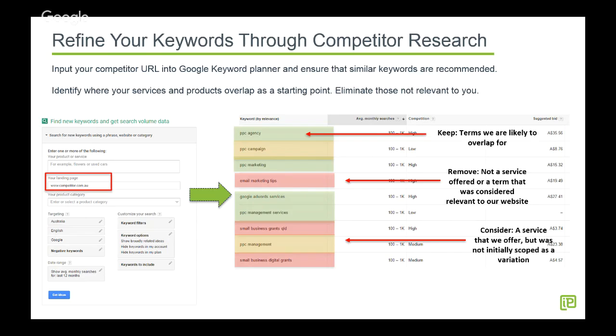But then you obviously have terms which aren't really relevant to anything that we're offering from the website. So for example, email marketing and small business grants obviously aren't really relevant to what we're doing. So we probably don't need to pull them into our keyword list because that's essentially going to be unqualified traffic.